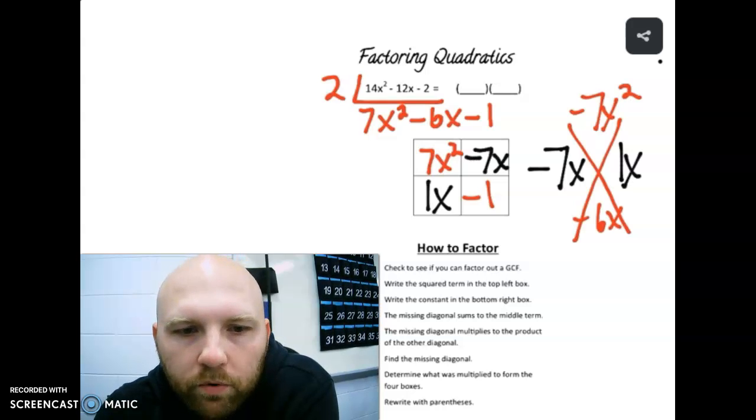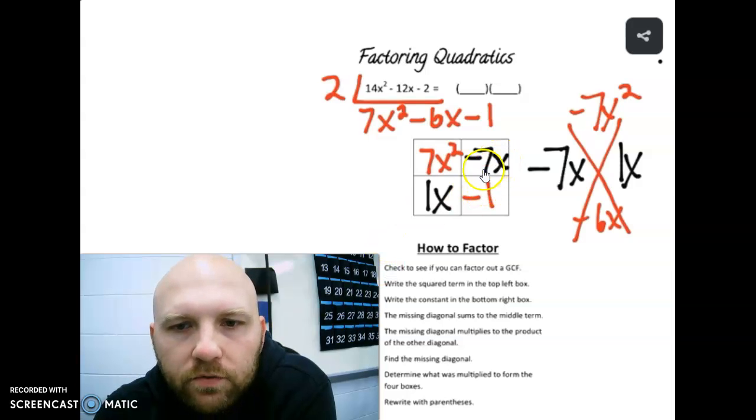It doesn't matter where we put those in the boxes. We could switch the negative 7 and the 1. That would be okay as well.